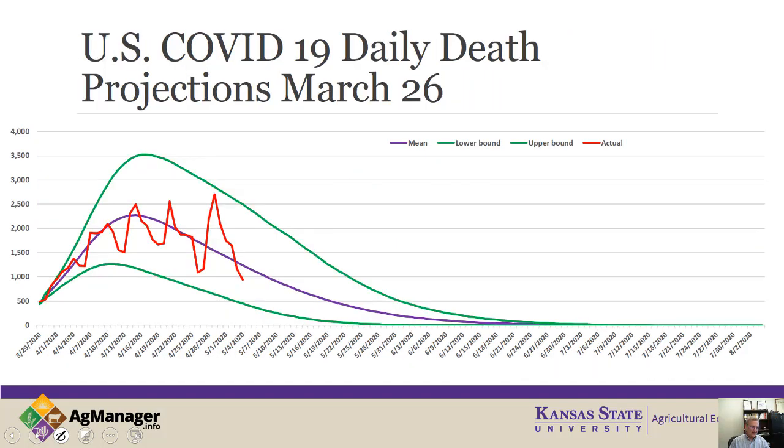One of the things we're going to look at here is how this model has done from the original. We have regional models, and we'll go through these pretty quickly. All this information, if you want to take a look at the slides, is on agmanager.info. If you just type in agmanager.info, you can get a copy of the slides and take a look at them. So we're going to go over those pretty quickly.